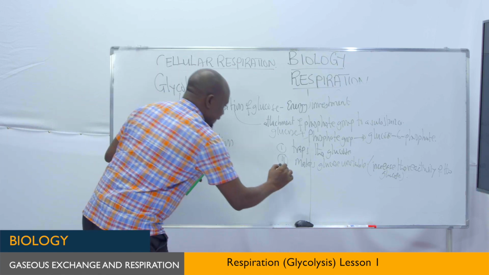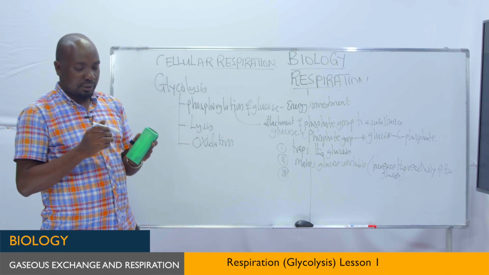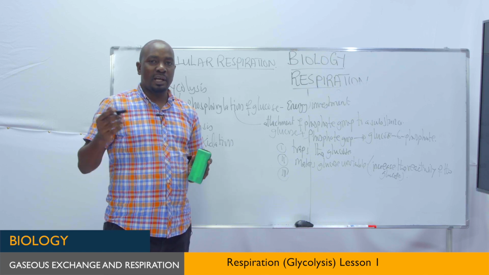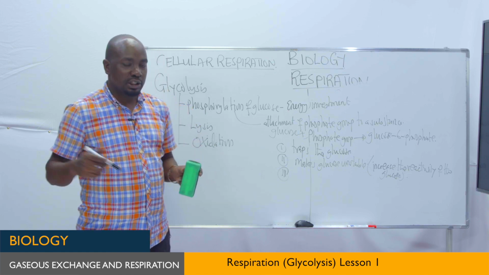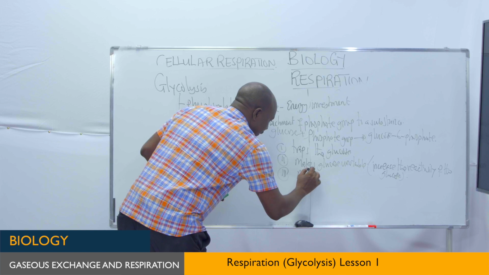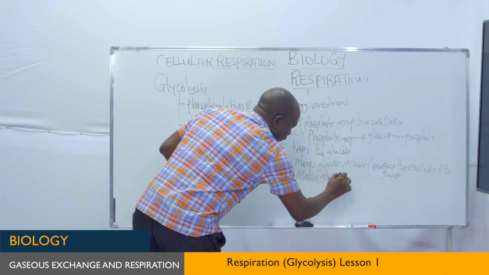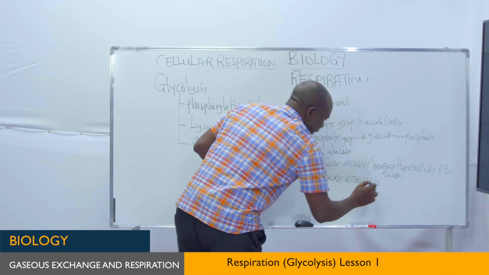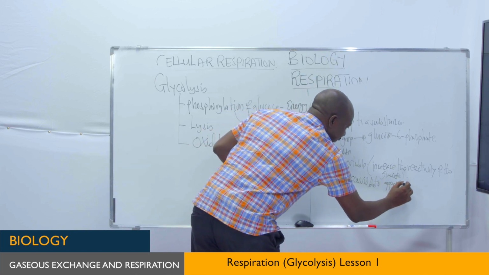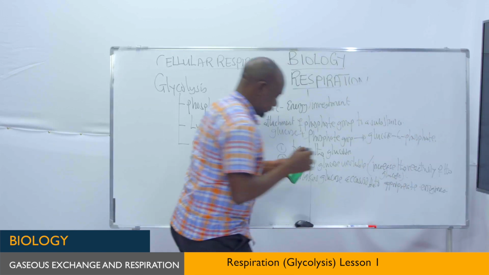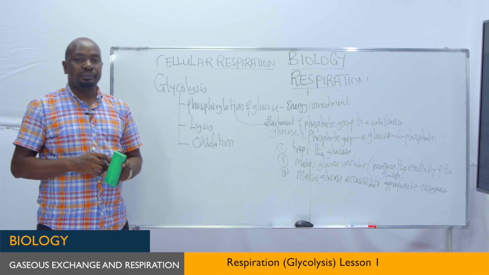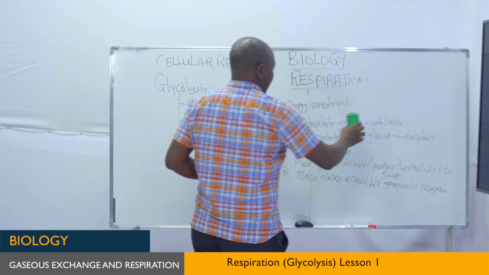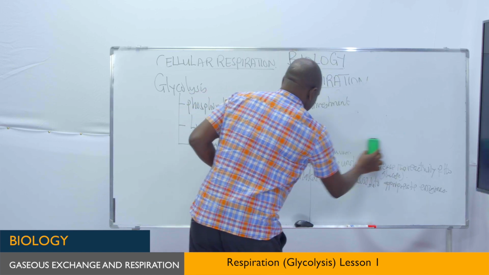And the third point is phosphorylation makes glucose accessible to appropriate enzymes, meaning that it can be catalyzed by enzymes easily. So these are the 3 advantages. The phosphorylation has 3 stages.